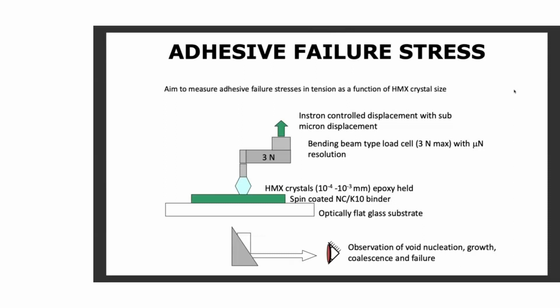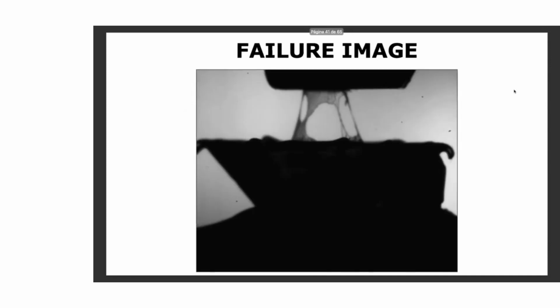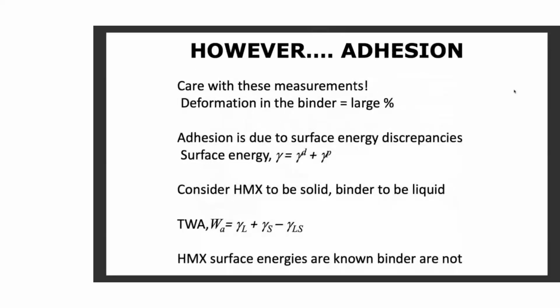And that was observed from below, and a load was applied, and you kind of get these images from the side showing where the binder is being pulled off the surface, and there you go. And that's a fairly standard test. However, the main thing here is that you have to be very careful in these type of measurements, because there's a lot of deformation in the binder. So a lot of the energy and the load we're applying is going into deforming the binder and not necessarily dealing with the adhesion of the system.